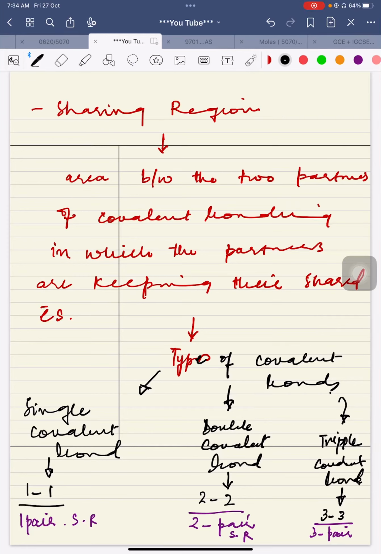Hey guys, welcome back. We were discussing the types of covalent bonds in the last lecture, and we have just said that there are three types of covalent bonds. One of them is the single covalent bond, the second is the double covalent bond, and the third is the triple covalent bond. How they are formed was briefly discussed in the last lecture. Now we are going to implement that information.